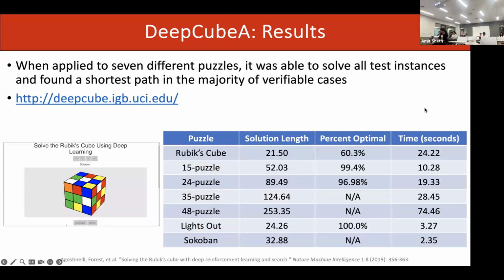And so here are the results for solving these different puzzles. And with some of these, we can verify the cost of the shortest path using these particular domain-specific solvers. Like for the Rubik's Cube, they have these solvers that use symmetry and group theory math stuff that I don't totally understand. So in some of these, we can verify the cost of the shortest path. Now, for all the test instances, we were able to solve them all 100% of the time. And for something like the Rubik's Cube, we solved it optimally 60% of the time, 24 puzzle 96% of the time, lights out 100% of the time.